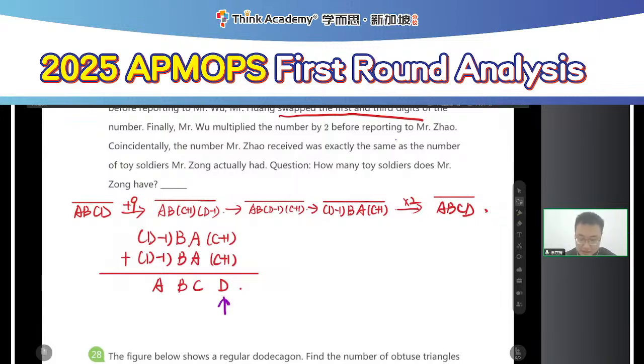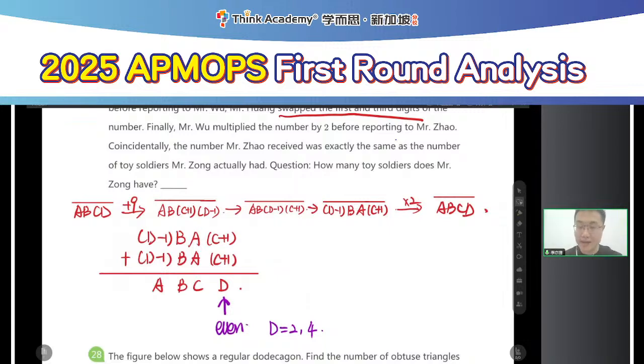You see that C plus 1 equals D. So D must be an even number, right? And also D minus 1 plus D minus 1 equals A. There's no carryover. Now D can only equal 2 or 4. You see, D cannot be 6, or it's too large for A to be a 4-digit number. So D is either 2 or 4, and then it will be easier for you to find the answer.